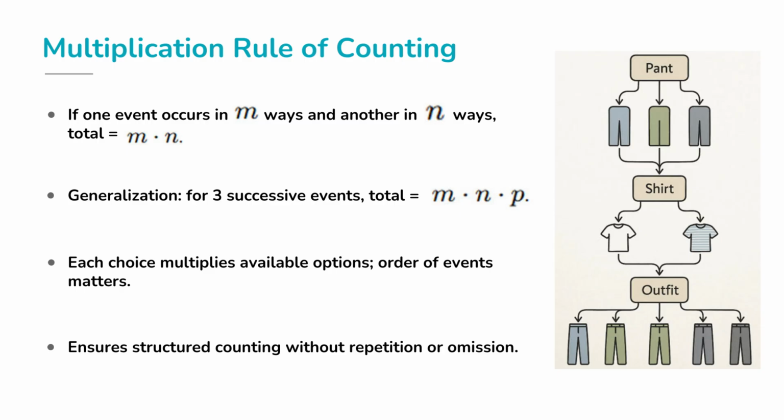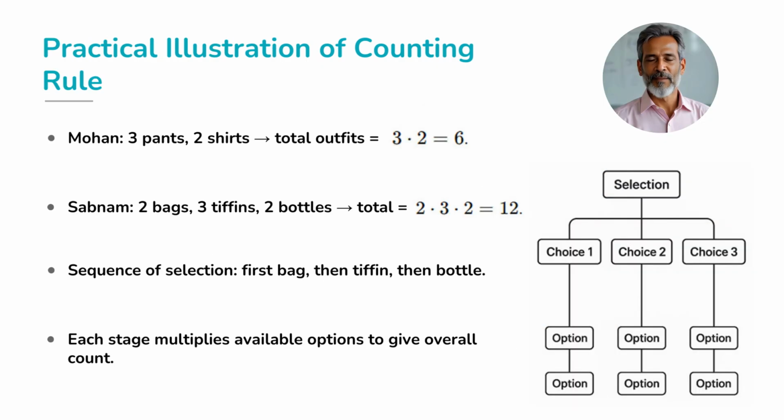Think of choosing clothes. If you have 3 pants and 2 shirts, then for every pant you can pick any of the 2 shirts. That's 3 times 2 equals 6 different outfits. Multiplication saves you from writing down all the combinations. Isn't that neat? Let's look at a simple yet fun illustration of the counting rule.